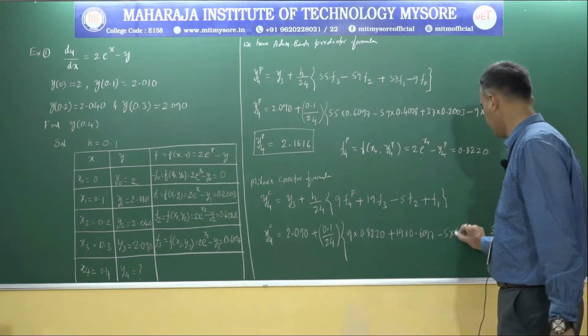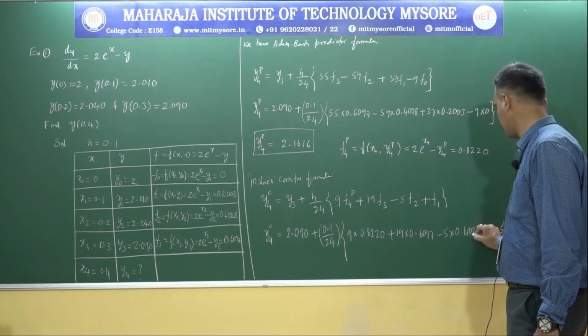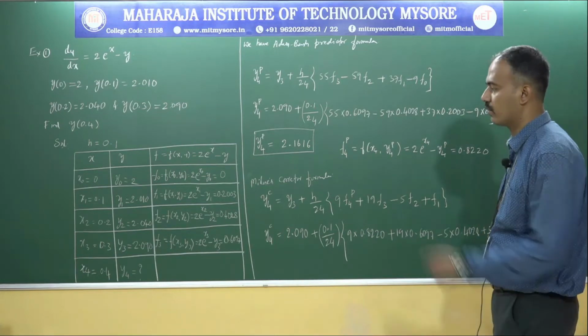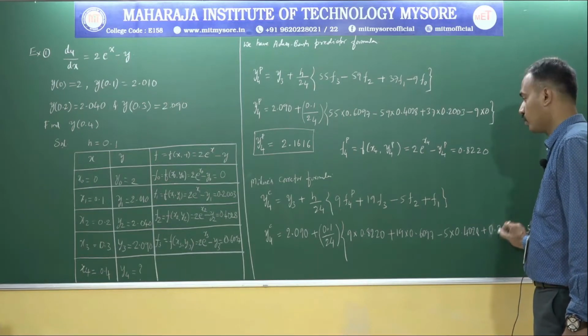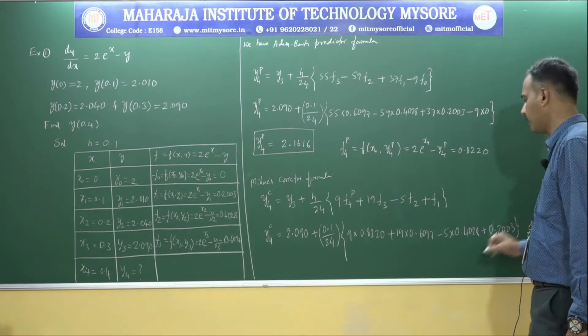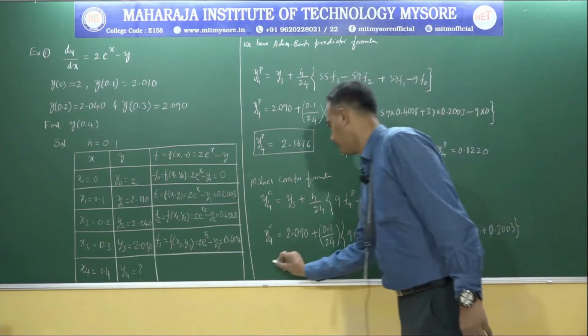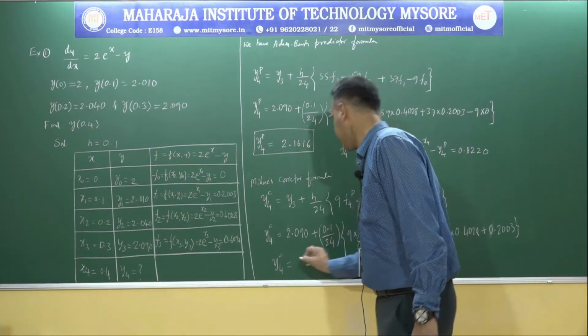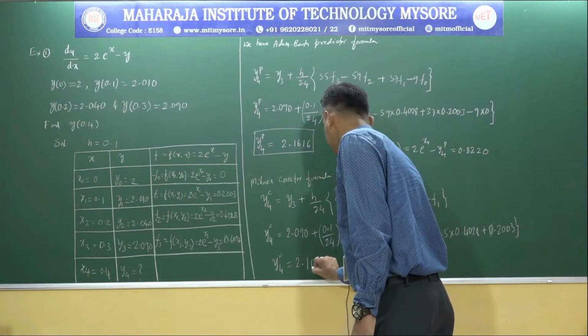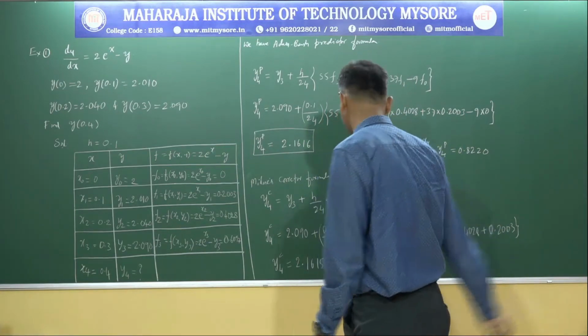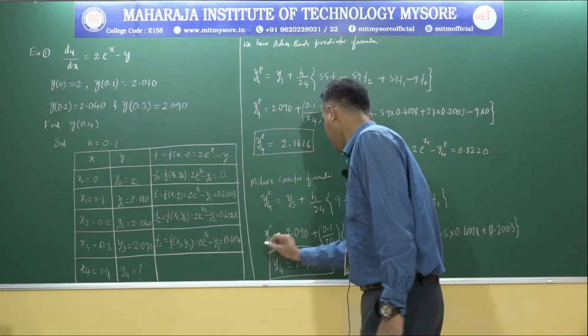Okay, f2 means here 0.4028 plus f1. Okay, f1 means here 0.2003. Okay, with the help of a calculator, now we can find y4c is equal to 2.1615 here. Now we can specify it.